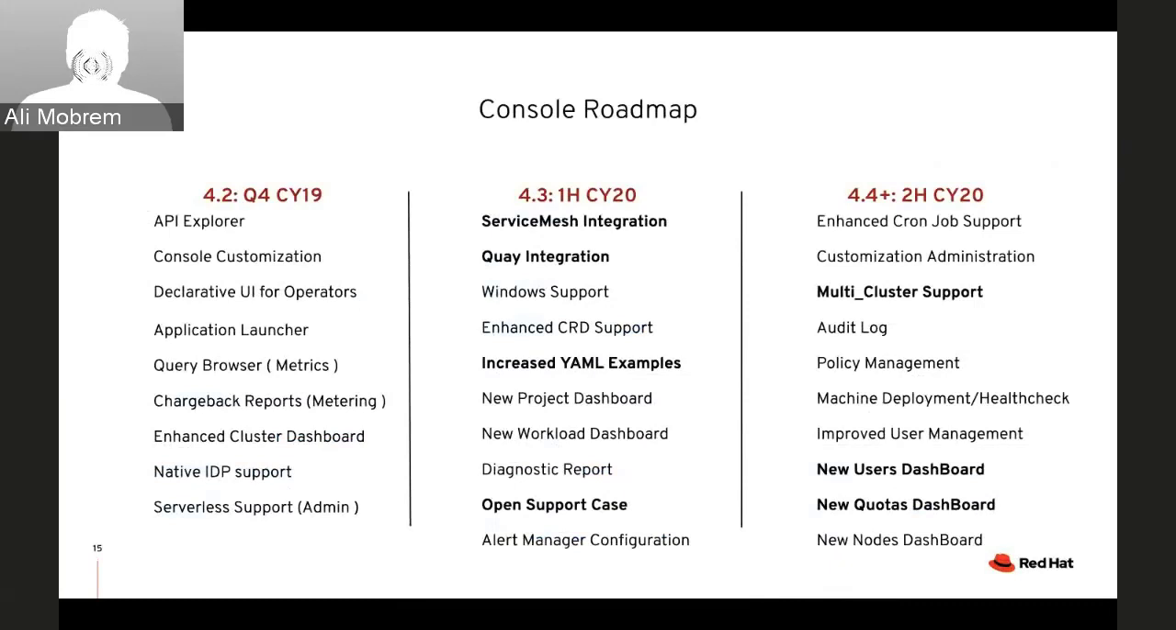All right, so here's the overall console roadmap. We went over all the stuff in 4.2. I'm going to talk a little bit about some of the highlights in 4.3. Look forward to tighter service mesh integration, also Quay integration. We'll be able to externally launch to both of those applications. We'll also be pulling Quay vulnerability data straight into the console, so you can see which projects and pods and whatnot may have vulnerabilities on your system.